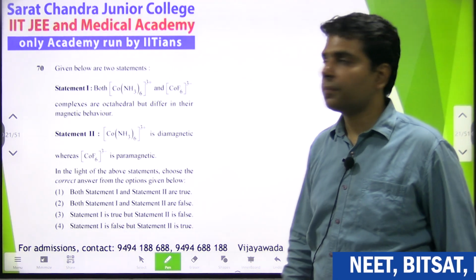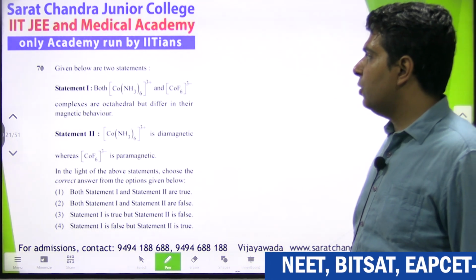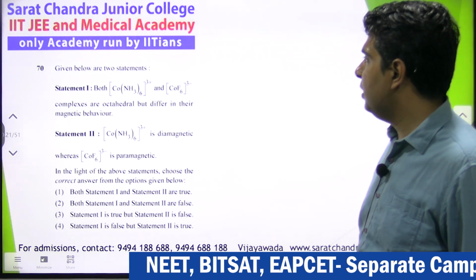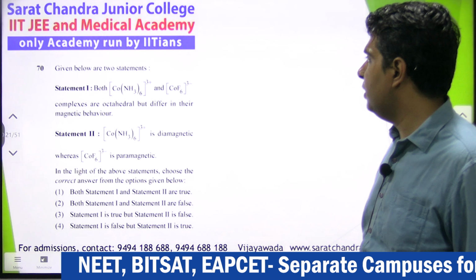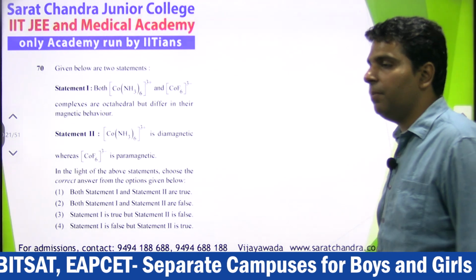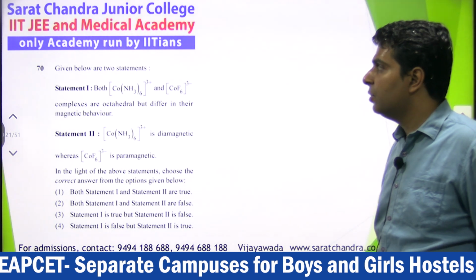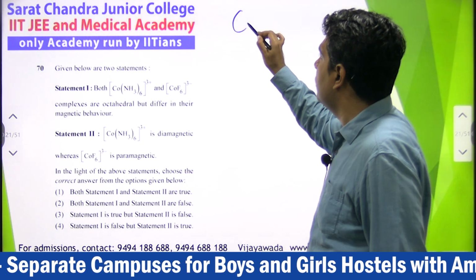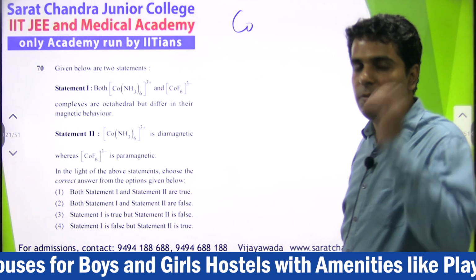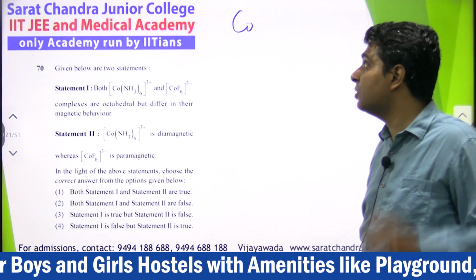Next question. Given below are two statements. [Co(NH3)6]3+ and [CoF6]3-, complexes are octahedral, but they differ in magnetic behavior. In both, cobalt is in the +3 oxidation state. You can check in both.